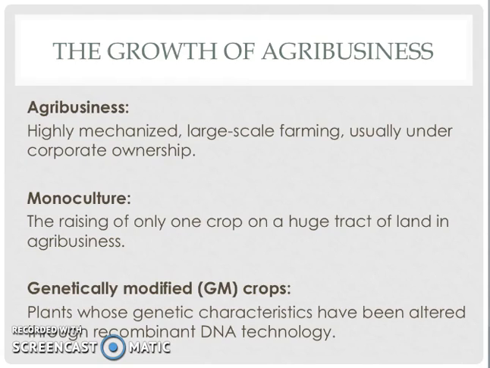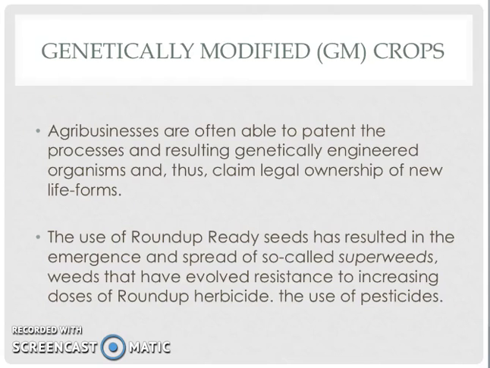This raises the importance of looking at monoculture, raising of only one crop on a huge tract of land in agribusiness, similar to the wheat fields we saw, or the potato fields in Idaho. Genetically modified crops are plants whose genetic characteristics have been altered through recombinant DNA technology. It's a very pressing issue on a global scale, ecologically, politically, and socially.